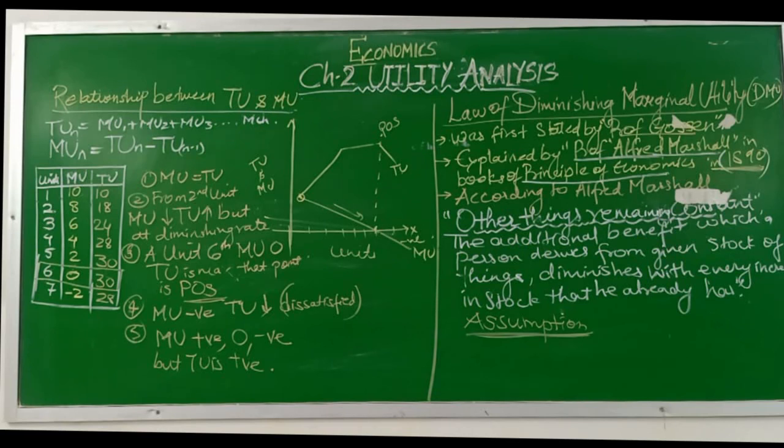With the help of this law, we see the economic behavior of the rational consumer. We see how the consumer behaves when he has the stock with him. It is a common experience that the more we have of a commodity, the less we desire to have it.